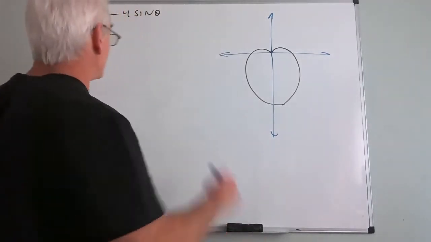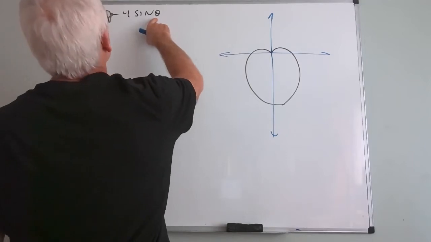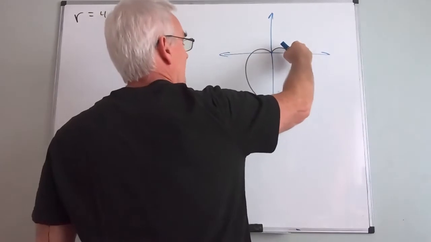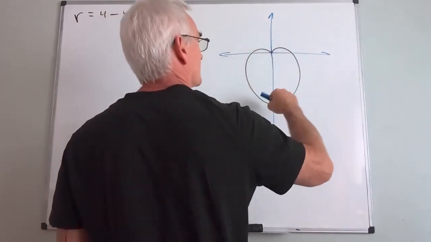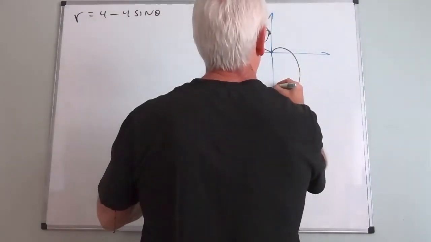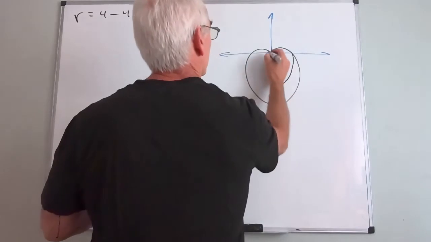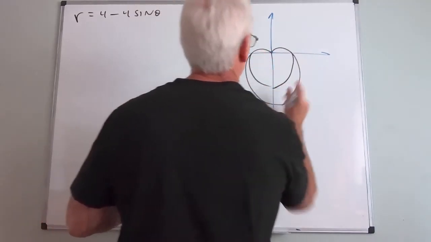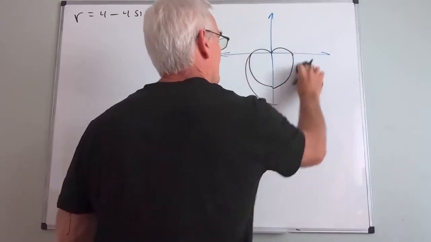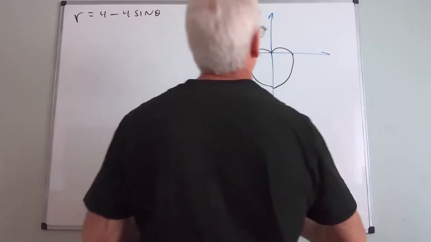Well, when theta is 0, r is 4. So that's supposed to be 4 units. Again, it's not drawn to scale. It's a little bit fatter. In fact, let me make it a little bit more to scale. Probably more like this. Okay, that's a little better. Sorry, I want it all to make sense. All right, that's probably more to scale than my first one.